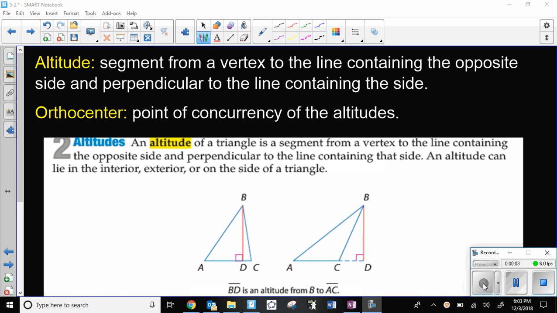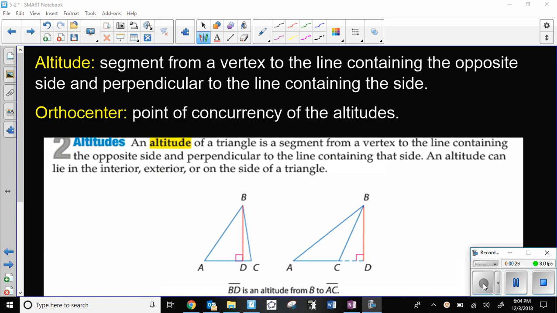Part of this lesson is to find the coordinates of the orthocenter. That is our last point of concurrency that we will talk about. The orthocenter is formed by finding the altitudes of each side of the triangle. An altitude is better known as the height of the triangle. That's what we most likely have heard of that word before.